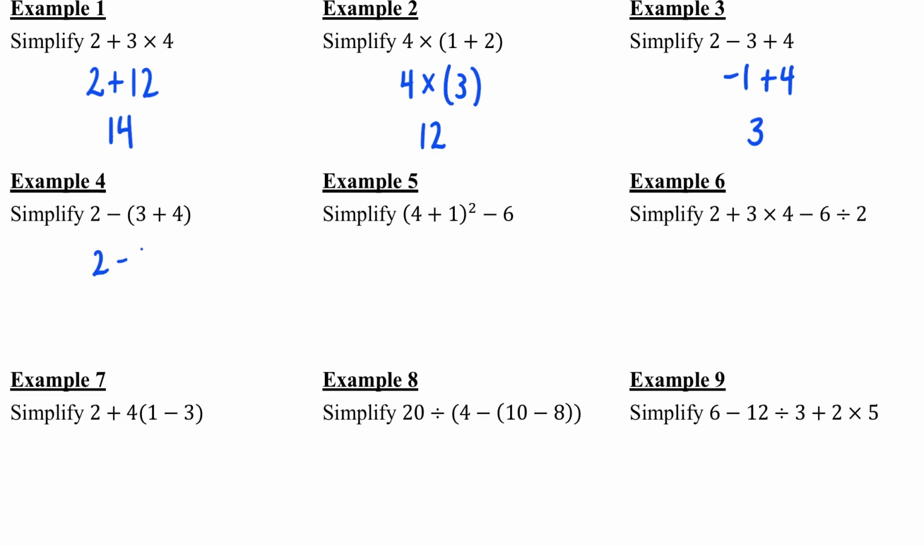But on this one, we did it in parentheses, so they put the 3 plus 4 in parentheses. So if you put the 3 plus 4 in parentheses, you get 7, and then 2 minus 7 is negative 5, okay? On this one, you have parentheses, exponents, and subtraction.